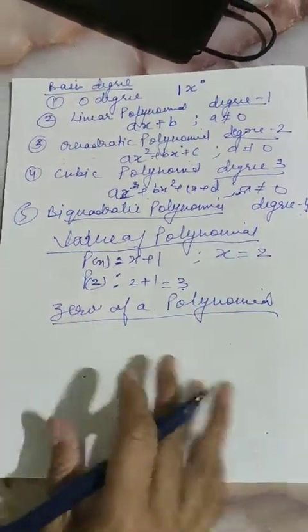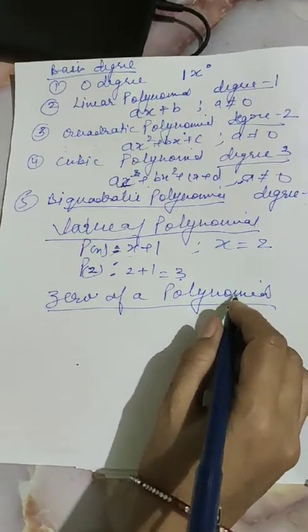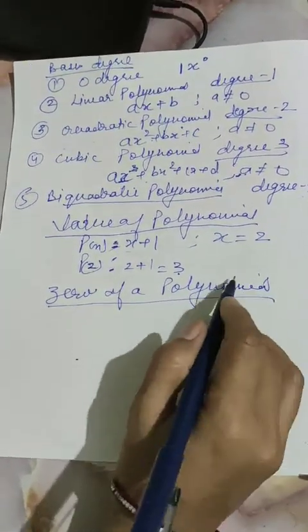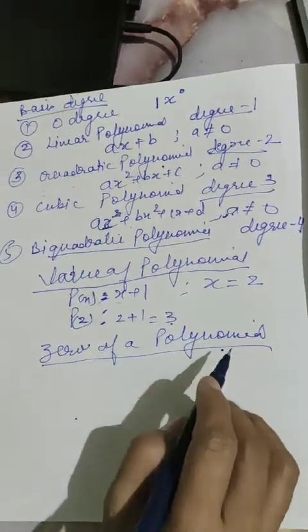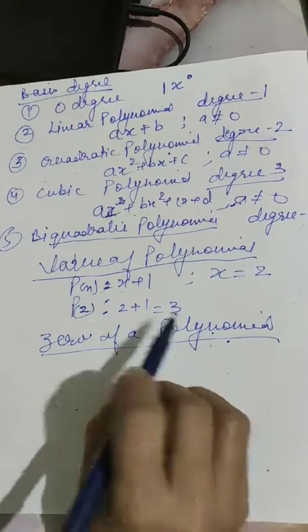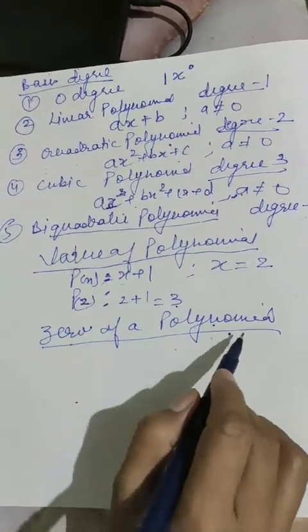Zero of a polynomial is the point at which the value of a polynomial becomes 0. I repeat, it is the point at which the value of a polynomial becomes 0.